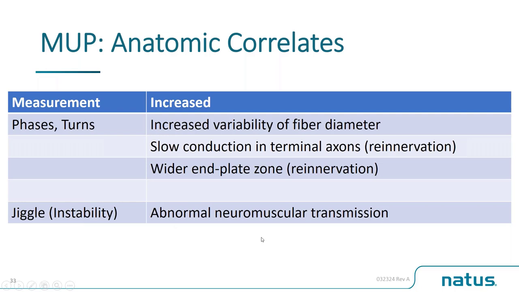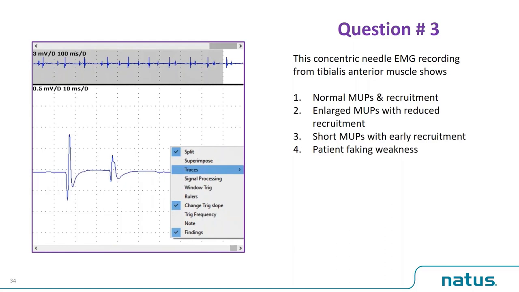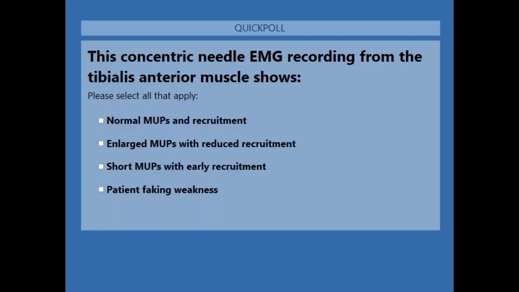So we are ready for question number 3. Here is a recording from tibialis anterior muscle. What is your assessment? Here is the signal. Are these normal MUPs, recruitment, enlarged, short, or is the patient faking weakness? Okay, I'll launch the poll for our audience. Let's see what our audience thinks.